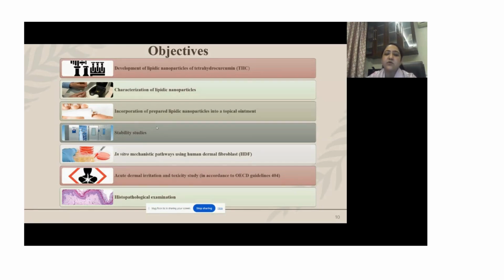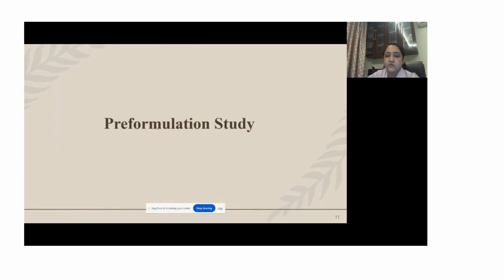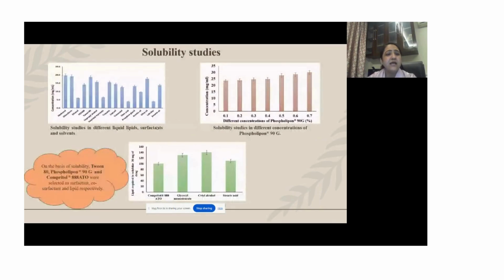And lastly, histopathological examination. So firstly, I have selected some liquid lipid, surfactant, and solvents for our drug, that is tetrahydrocurcumin. On the basis of these studies, I have selected one surfactant, that is Tween 80, the second co-surfactant is phospholipid 90G, and third is lipid. Because in solid nanoparticles we need a lipid matrix, so I have selected Compritol 888 ATO on the basis of the solubility study.